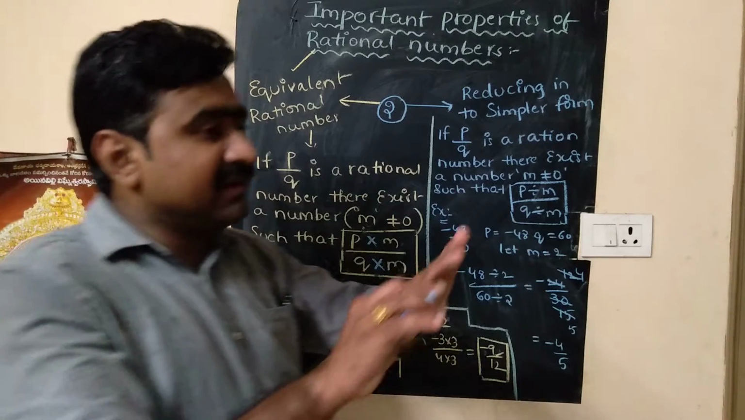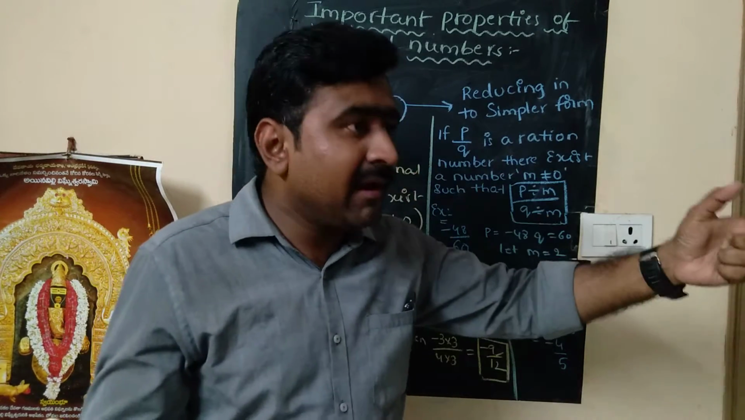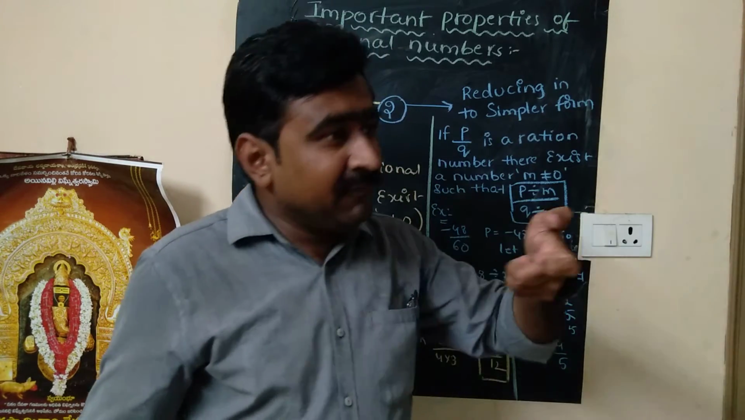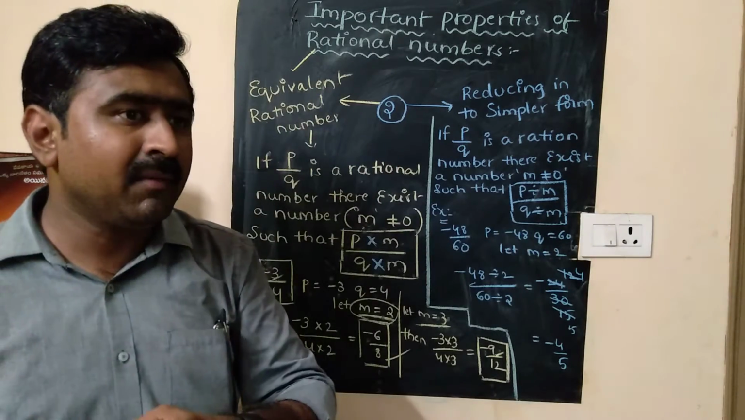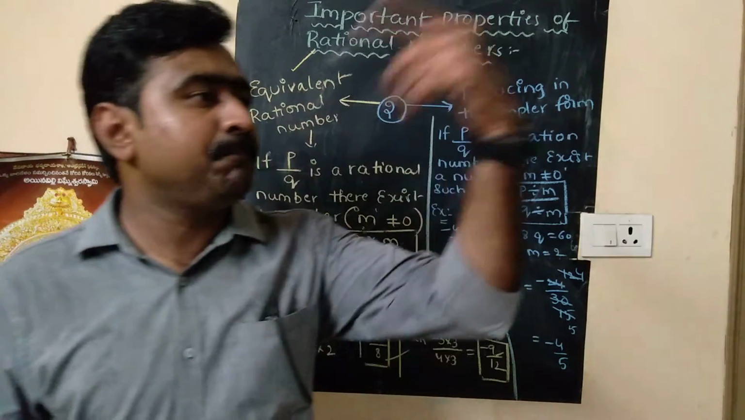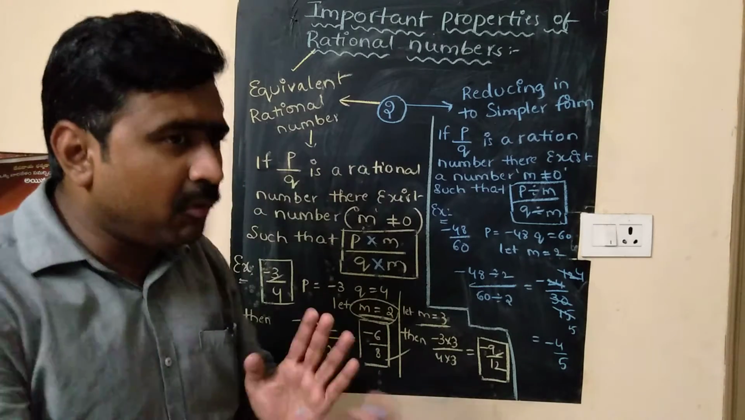Got it? So the basic difference between equivalent form and simpler form is, in equivalent form we are multiplying the m value with p and the m value with q. That is the equivalent form. But coming to reducing into simpler form, we are dividing m with p and m with q. That is p by m and q by m. There is a small difference.